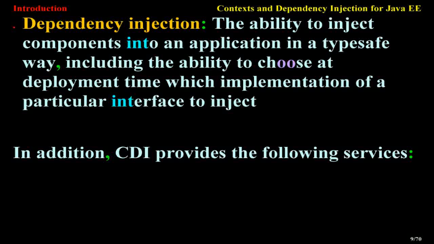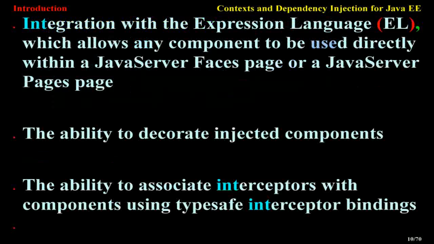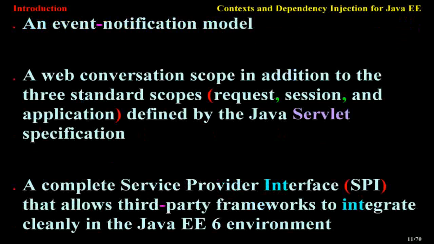In addition, CDI provides the following services. Integration with the Expression Language (EL), which allows any component to be used directly within a JavaServer Faces page or a JavaServer Pages page. The ability to decorate injected components. The ability to associate interceptors with components using typesafe interceptor bindings. An event notification model. A web conversation scope in addition to the three standard scopes, request, session, and application, defined by the Java Servlet specification. A complete Service Provider Interface (SPI) that allows third-party frameworks to integrate cleanly in the Java EE 6 environment.